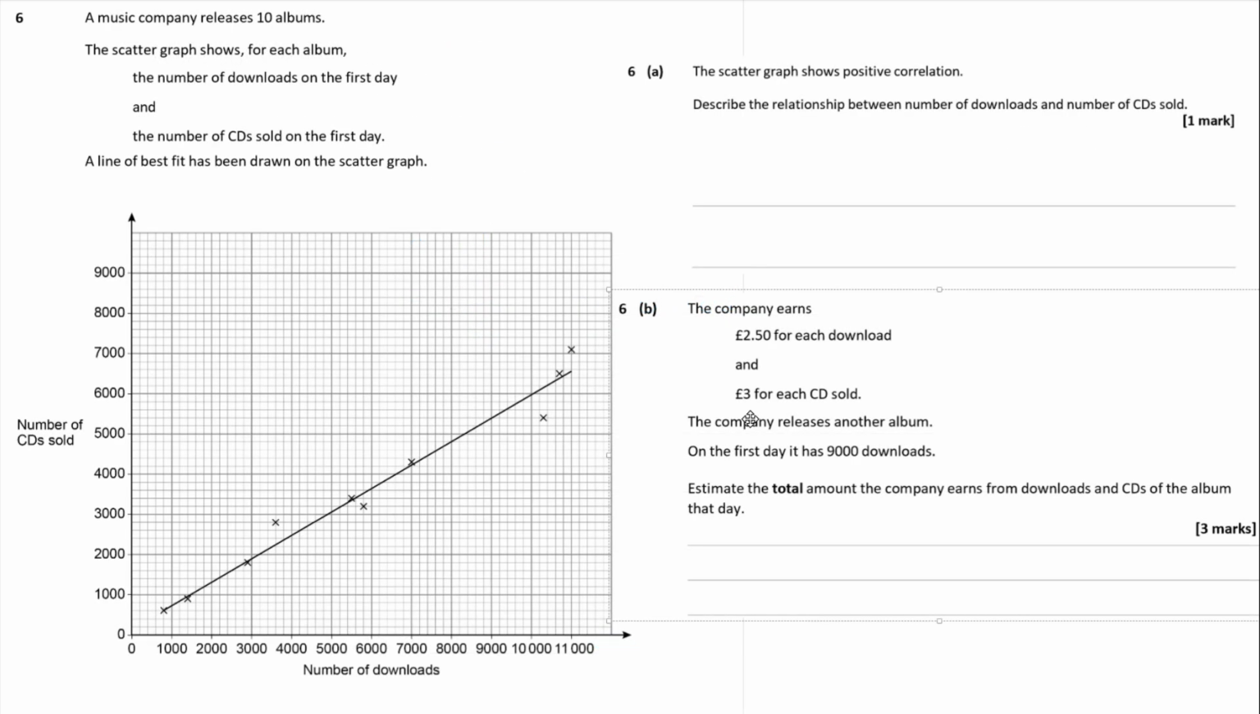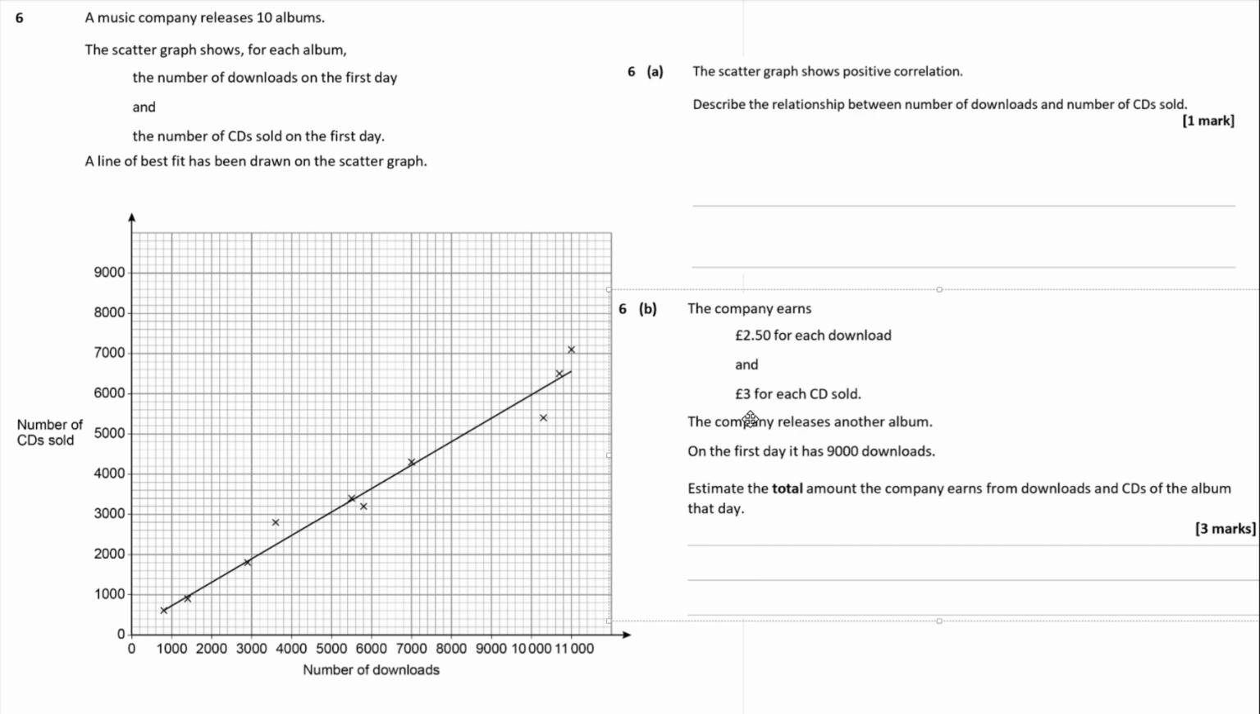0.125. Question 6. A music company releases 10 albums. The scatter graph shows for each album the number of downloads on the first day and the number of CDs sold on the first day. A line of best fit has been drawn on the scatter graph. Yes, it has. So we've got the number of downloads along the bottom and number of CDs up the side. They've already got a line of best fit on here. It looks like it's positive correlation. What are the questions going to be?